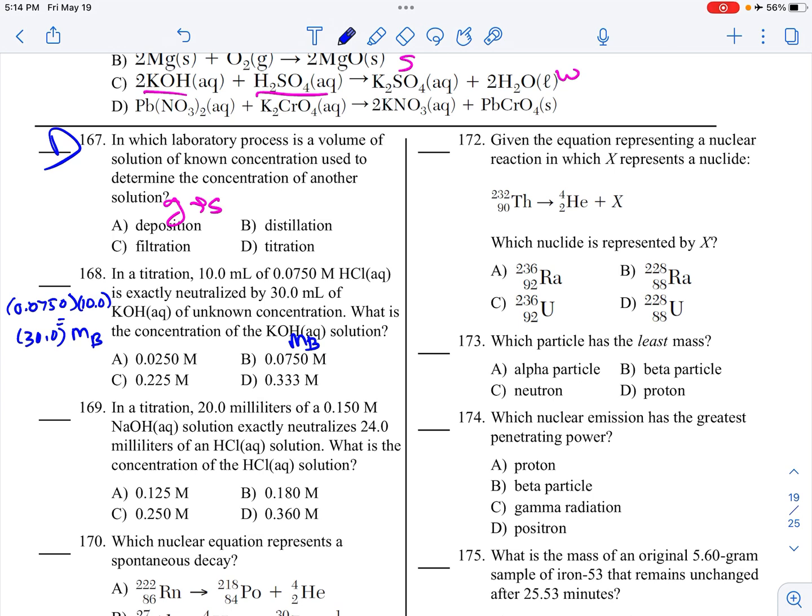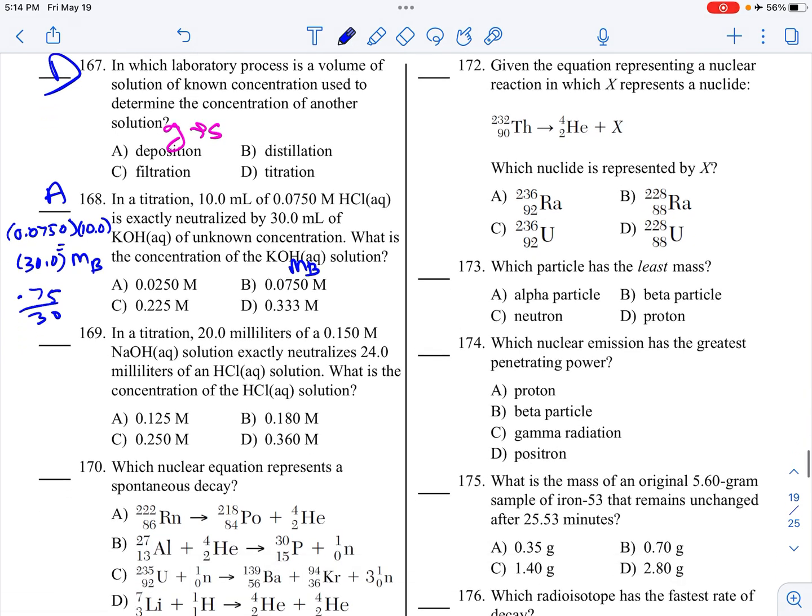So with some algebra, let me grab my calculator. We've got 0.0750 times 10, just giving us 0.75 equals those two things. So we're going to divide this by 30. And you're going to get 0.025. And so that's 0.0250. They're keeping some sig figs going on there.